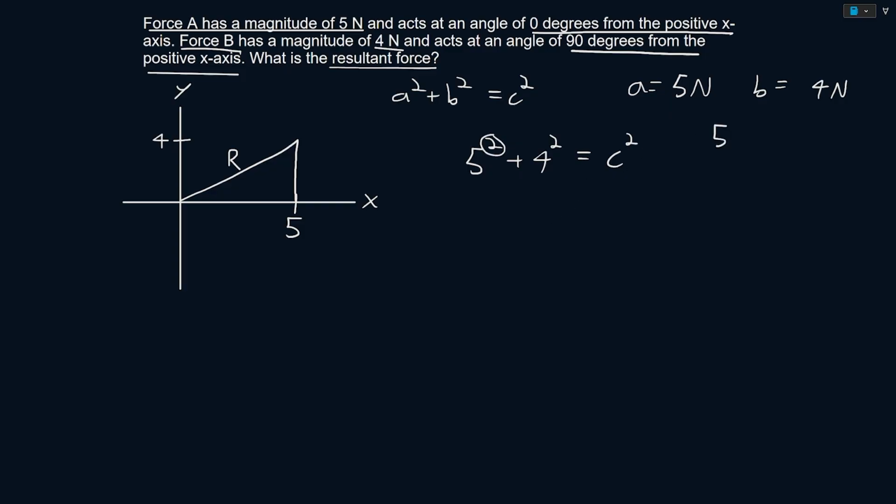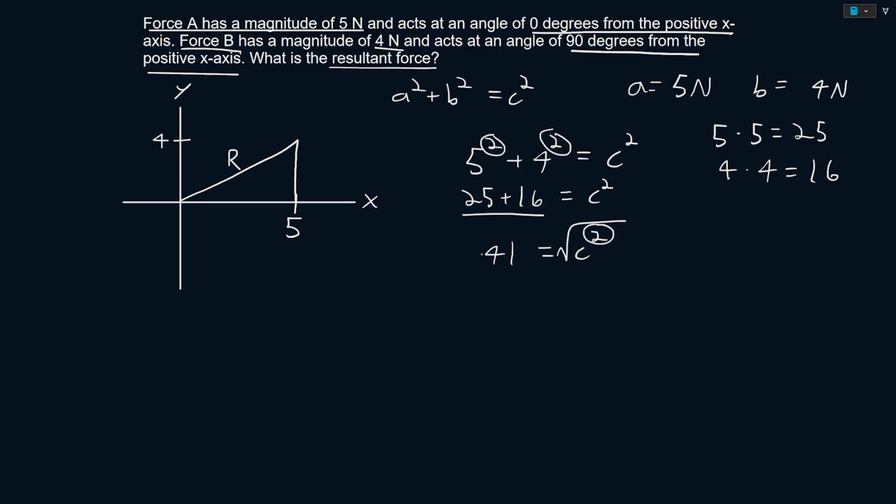5 squared is equal to 5 times 5, which is equal to 25, and 4 squared is equal to 4 times 4, which is equal to 16. 25 plus 16 is equal to c squared. 25 plus 16 is equal to 41. And in order to get rid of this square, we must square root both sides. Plugging into the calculator, the square root of 41 is approximately 6.4. And this is equal to the magnitude of our resultant force.